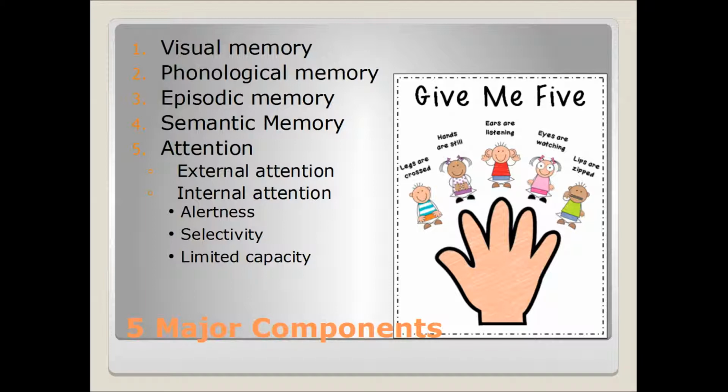This includes 3 subcomponents: alertness, how active the reader is trying to decode the text; selectivity, deciphering and deciding what to attend to; and limited capacity, the reader's limit on attending to a given task.